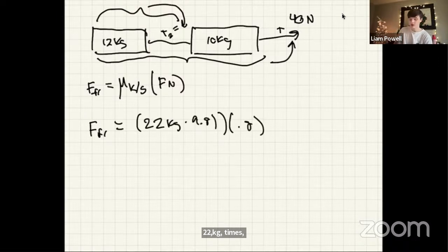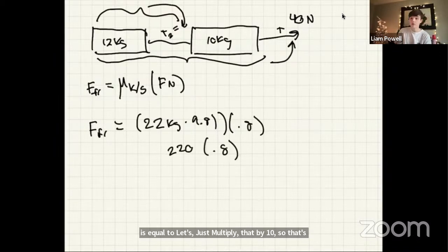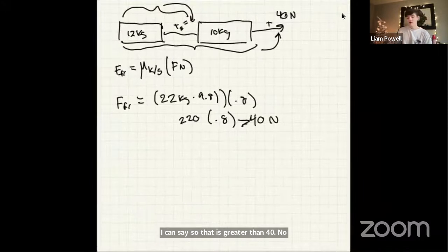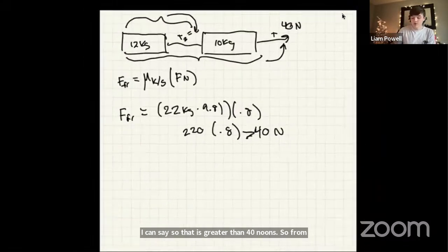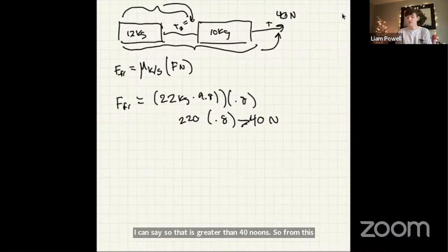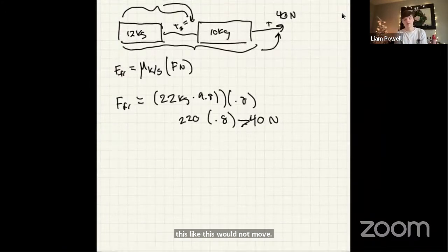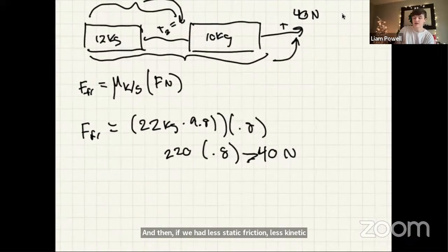22 kilograms times 9.8 times 0.8. Let's just multiply that by 10, so that's 220 times 0.8. And that is definitely more than 40 newtons, so that is greater than 40 newtons. So from this, it would not move. And then if we had less static friction and less kinetic friction, then it would move. And it's good to know that the force in tension is less.